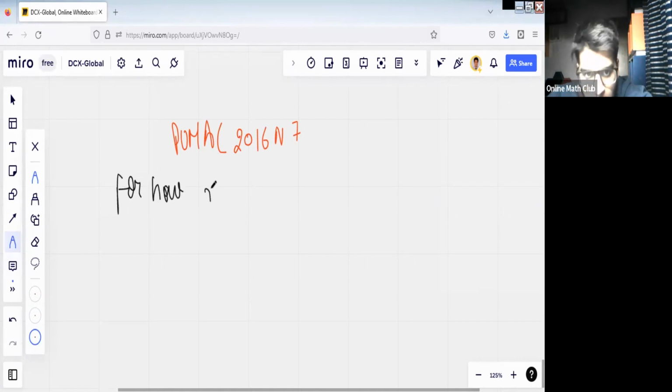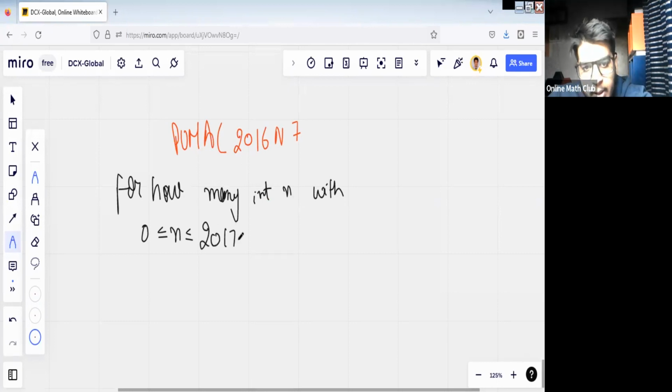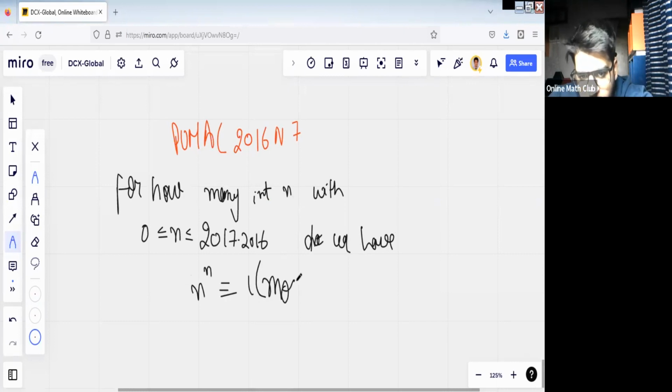For how many integers n with 0 < n <= 2017 times 2016 do we have n to the power n congruent to 1 mod 2017?